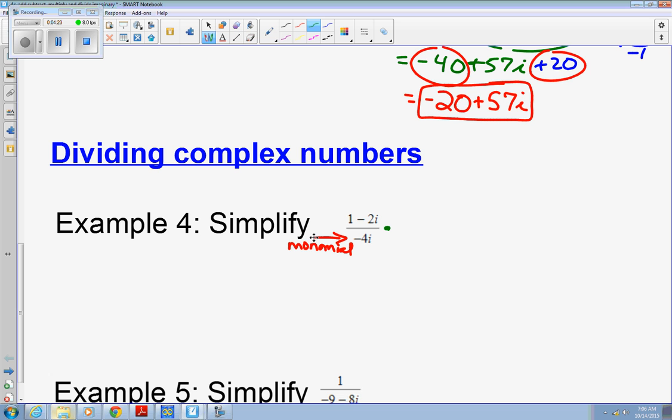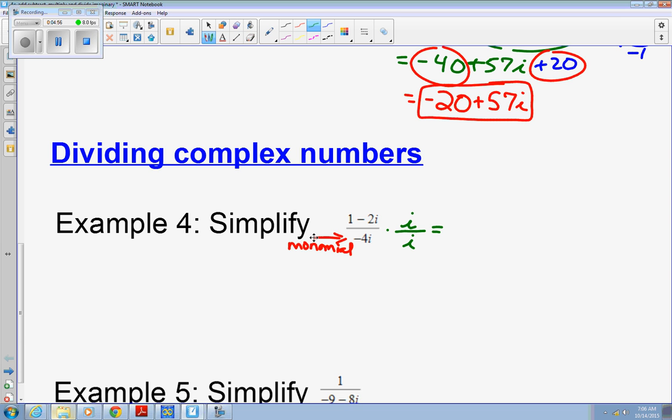All you do with this monomial is multiply by i. So we multiply the numerator and denominator by i. The reason why we do i divided by i is because i divided by i is 1. So you're really not multiplying the original problem by anything new. It's multiplying by 1. If you multiply anything by 1, it's okay. 3 times 1 is 3. So we have 1 minus 2i over -4i times 1. That's the same thing.